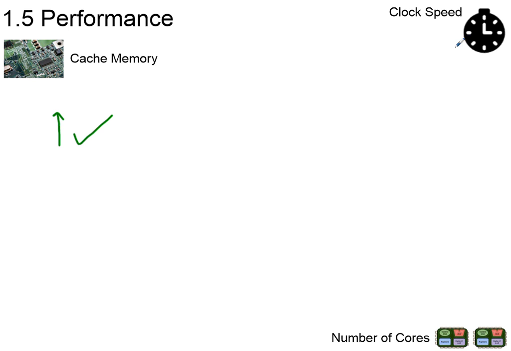For clock speed, you can overclock your computer, which means to increase the clock speed. So say your computer's default clock speed is 3.5. If you overclock the computer, you can raise that to 3.7. So your computer can perform the FDE cycle quicker per second.